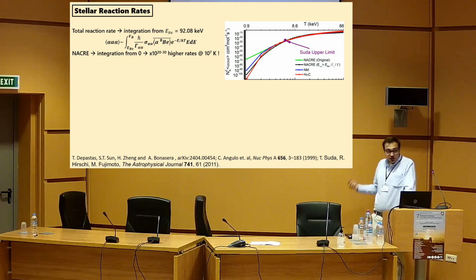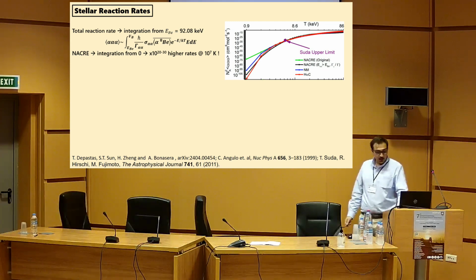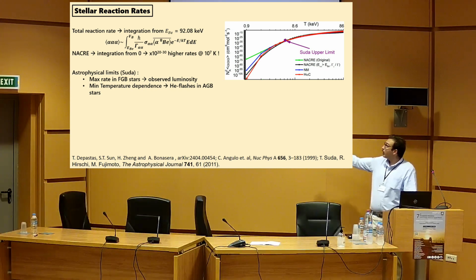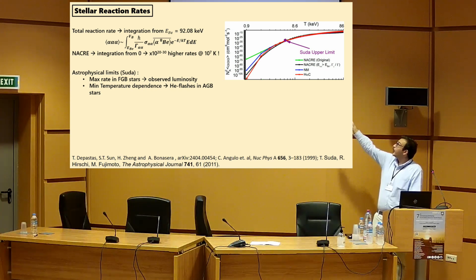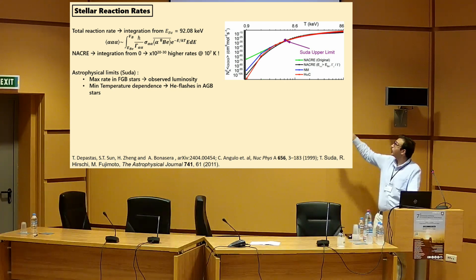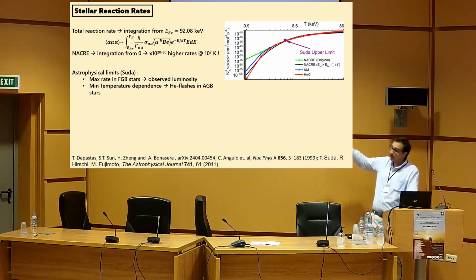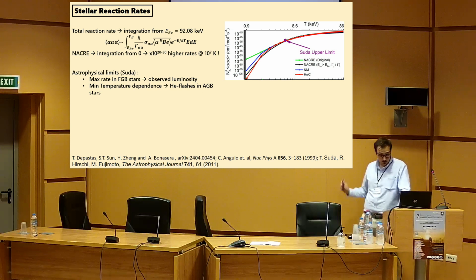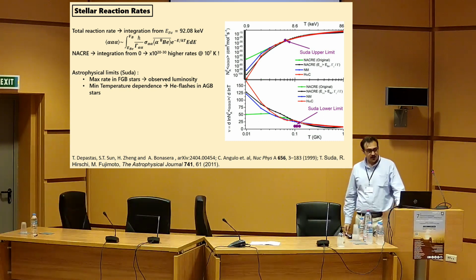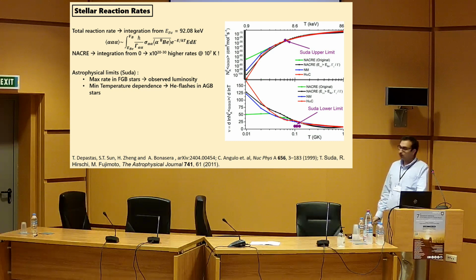So in order to constrain this, we searched for several criteria. These criteria are given astrophysically by Suda. In order to have observed luminosities, the purple point gives the maximum reaction rate. All of the cross-sections fall under that line. The green one is the NACRE, the blue one is the NEC model, and the red one is the HAC model. Another constraint is the lower limit in order for the star to experience helium flashes, for the derivative with respect to temperature, and again, all the cross-sections are above that limit.